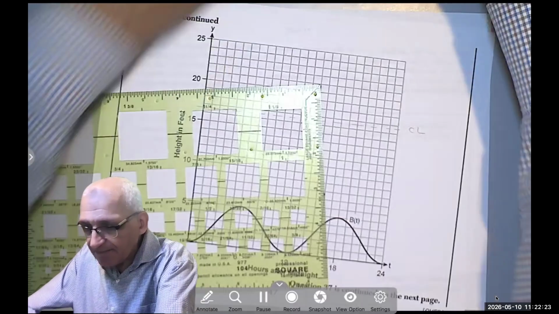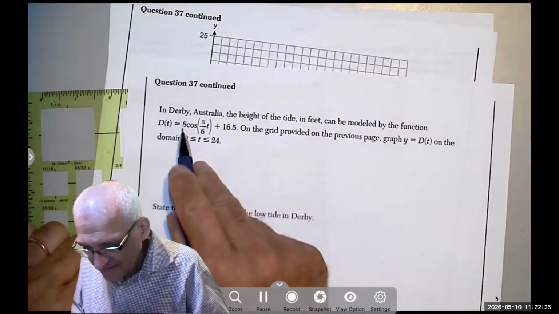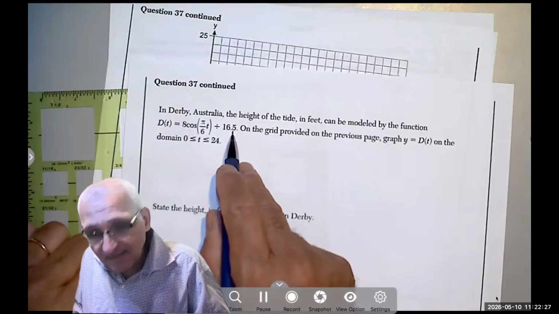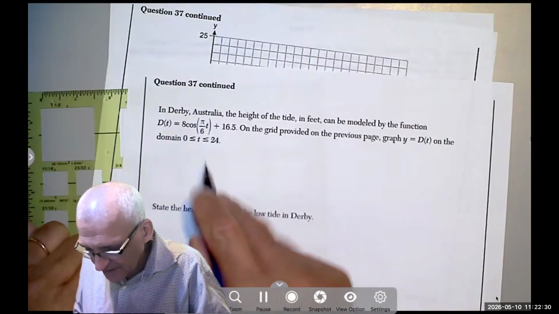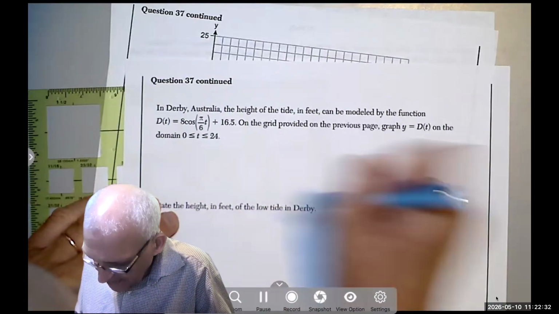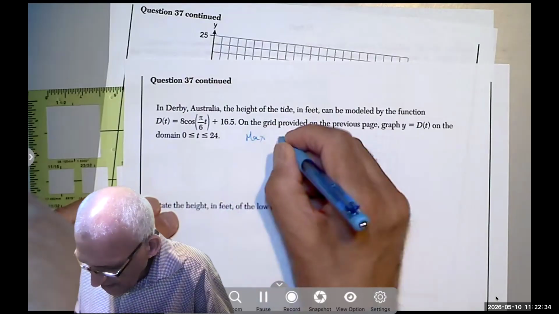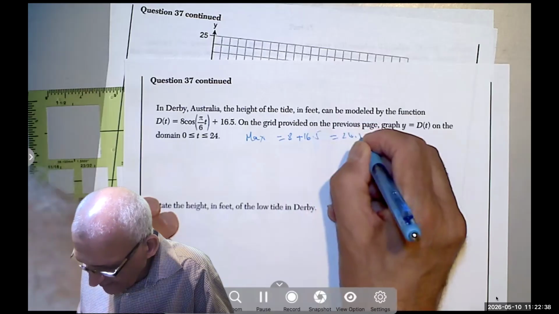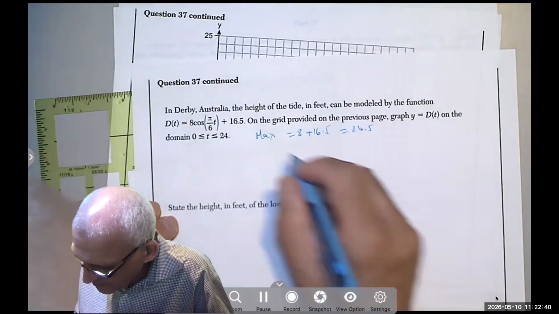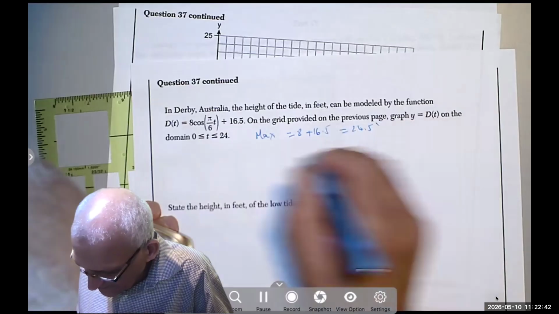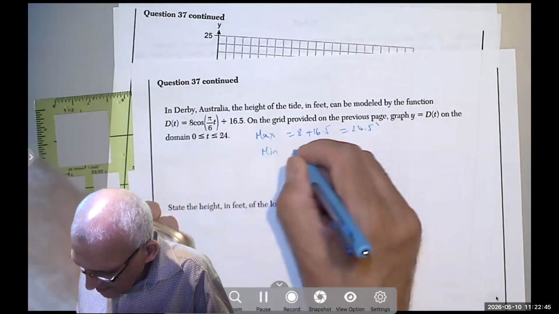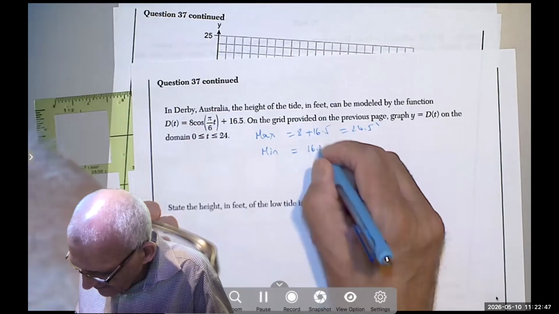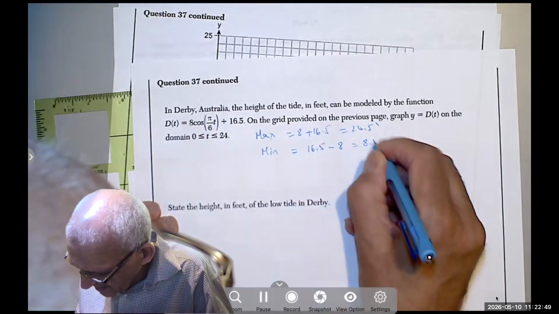They give me the amplitude as 8. So if I add 8, I get the maximum, subtract 8, I get the minimum. So maximum is 8 plus 16.5 equals 24.5. And these were in feet, right? Feet. And minimum equals 16.5 minus 8 equals 8.5 feet.